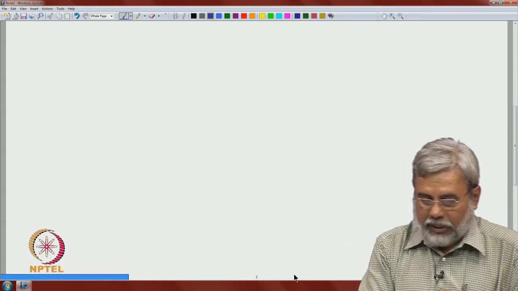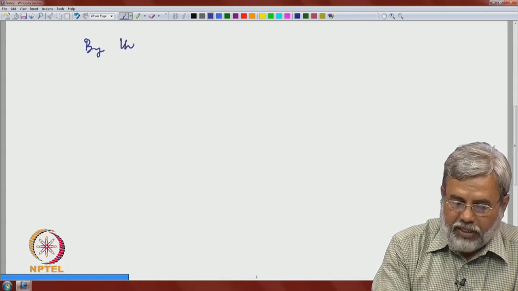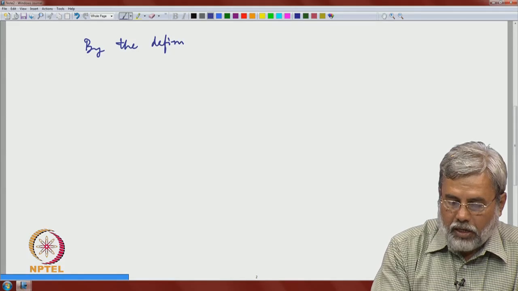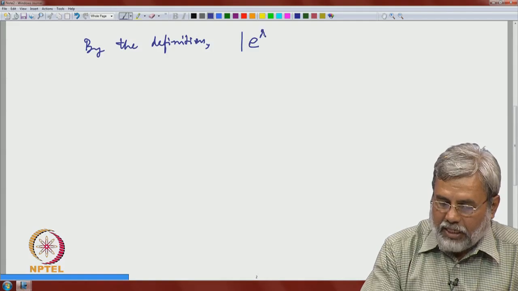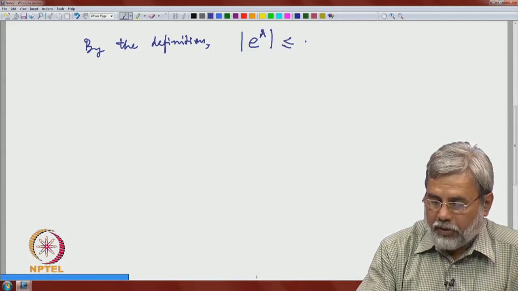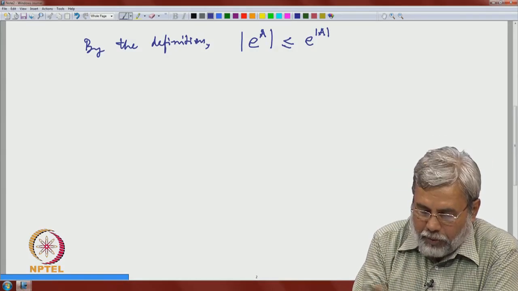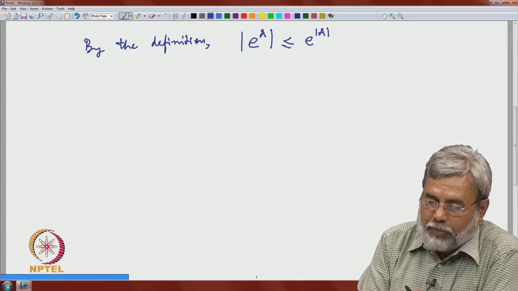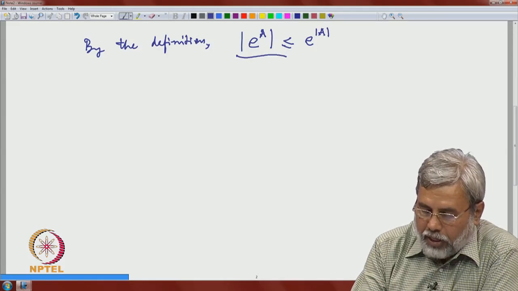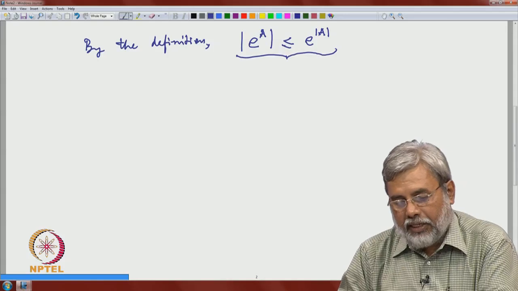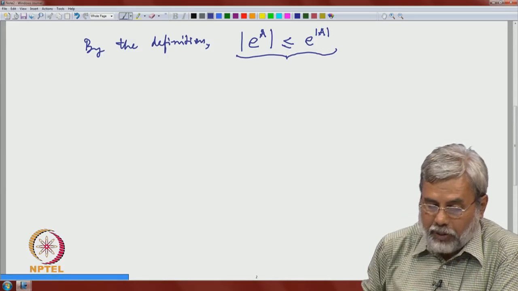It is very easy to now see, by the definition, it is not very difficult, that e to the A is also a matrix now, and its norm is less than or equal to e to the norm of A. But this is quite crude, and it does not bring in any special property of the matrix A. So, that is what we want to improve upon, and obtain a better estimate on the matrix norm of the exponential of A. That is what we are going to do.